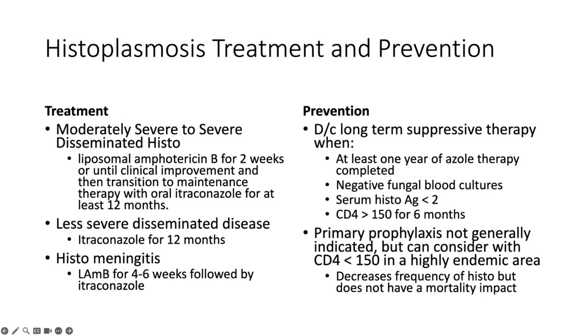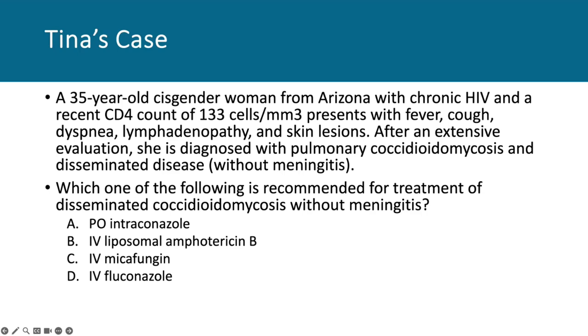I'm not going to go over the details of all this, but generally it's liposomal amphotericin B for severe disease and then transition to itraconazole at some point per the guidelines. And there are criteria you can look up for when to stop suppressive therapy. Primary prophylaxis is, per the guidelines, not generally indicated, but in highly endemic areas with low CD4 counts, you could consider it. It seems to reduce the incidence of histo, but doesn't have a mortality impact. So it's not a formal, strong recommendation.